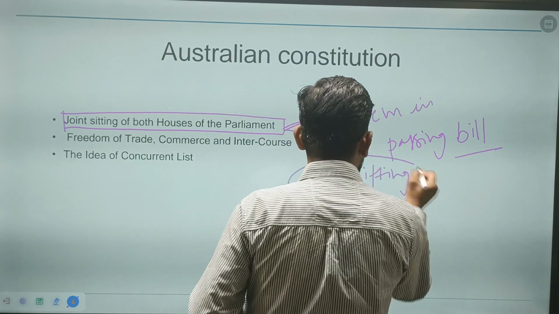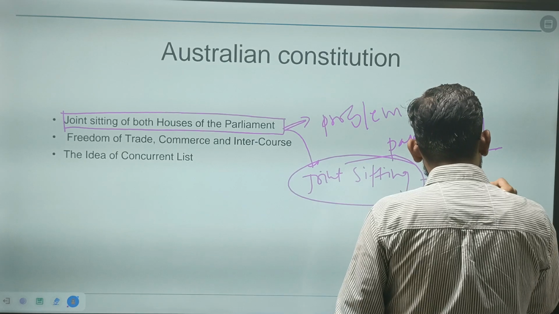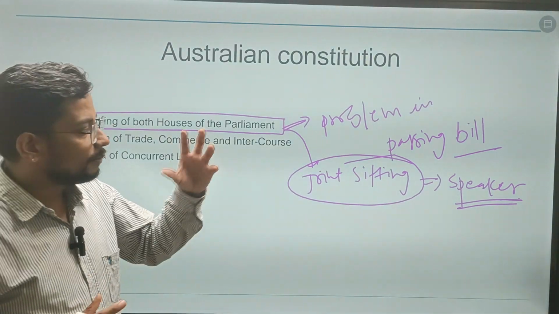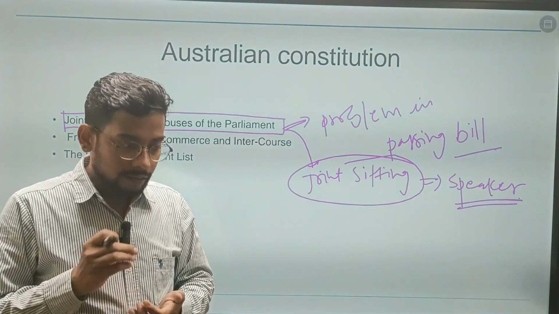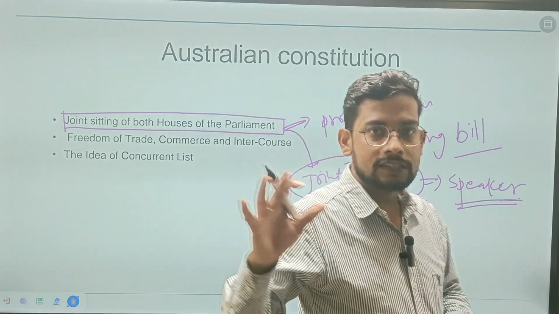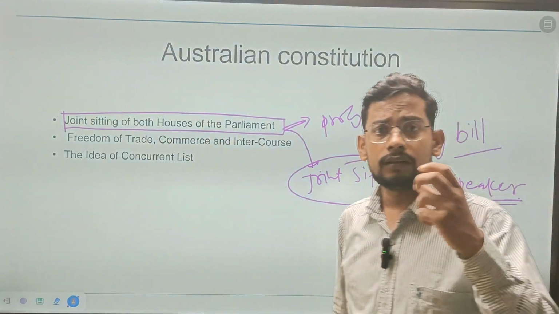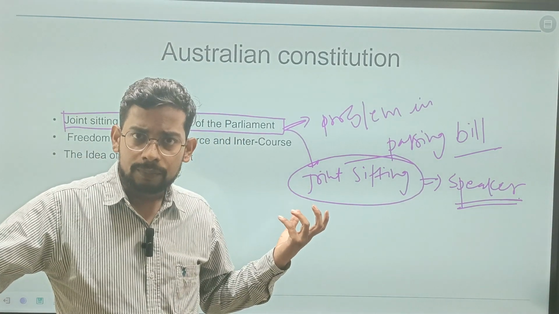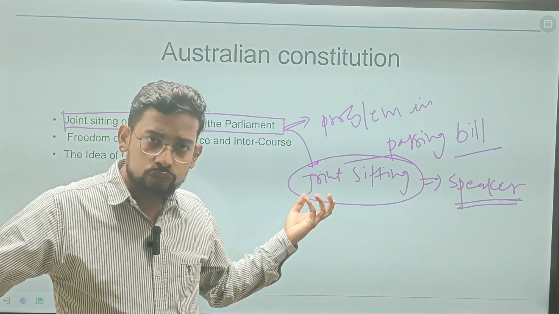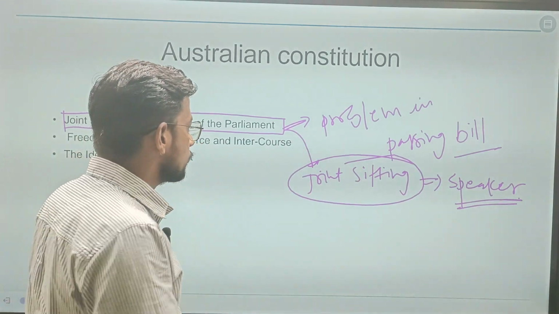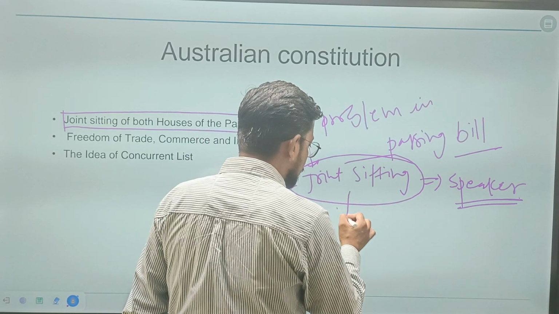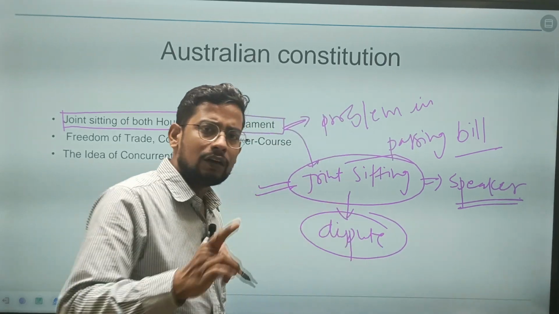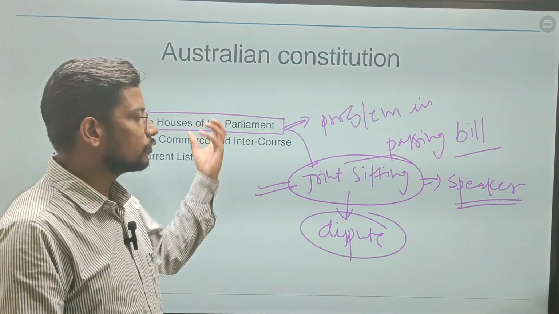In a joint sitting, the sitting is headed by the Speaker of Lok Sabha, and the majority will decide whether the bill will be passed or not. In the case of India, we have had joint sittings thrice. One for the Dowry Act, another I think for the Prevention of Corruption Act, and another in 2005. So three times we have had joint sittings. Joint sittings always happen for disputes, because there is a dispute between both the houses. One house is passing the bill but another house is rejecting it.